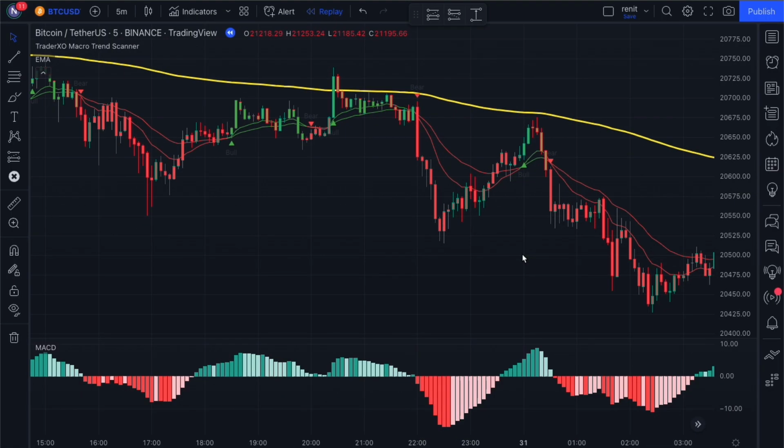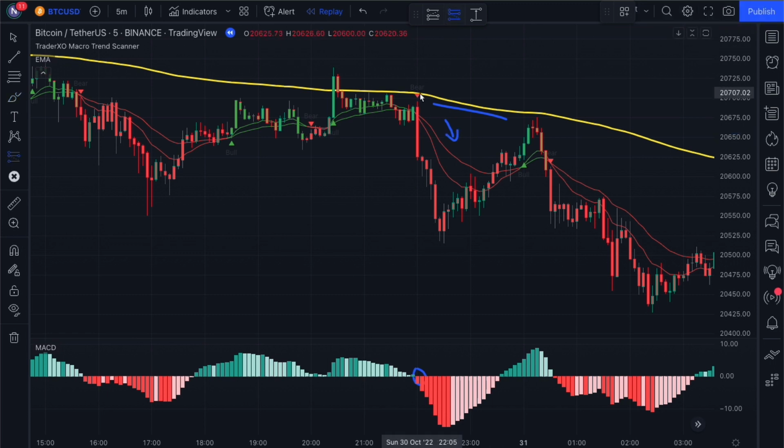Now let's take a look at short entries. So for short entries, the rules are almost the exact opposite. Condition 1, we need our primary Traderxo indicator to cross over in a downwards direction with its bars being a red color, and it needs to issue a red sell signal. The price action bar must also be closed red. Condition 2, the MACD indicator must be a red color and below its zero line.